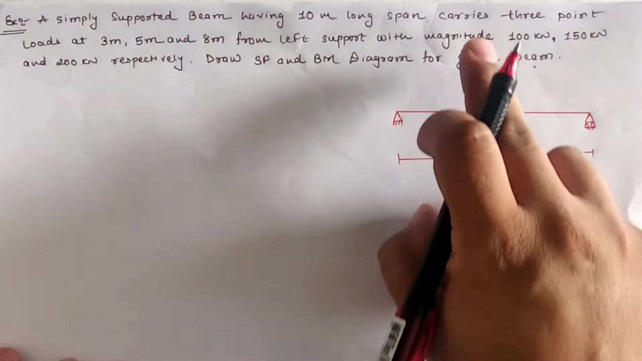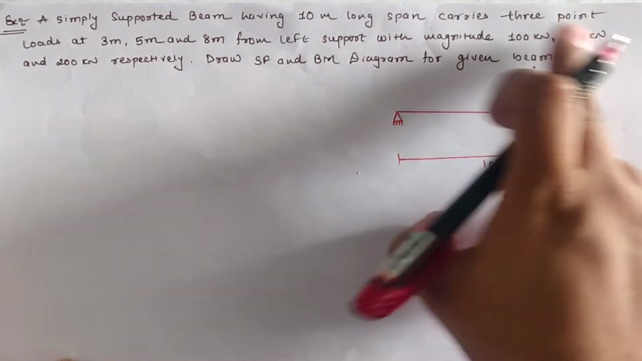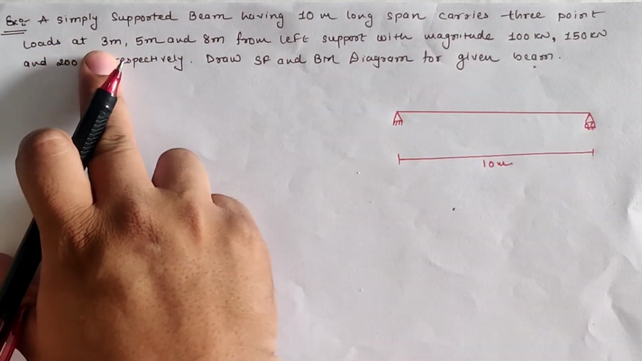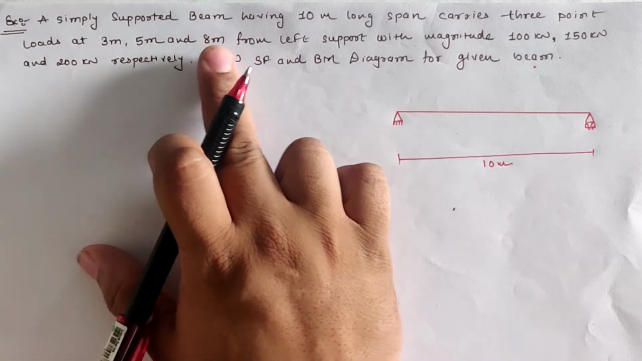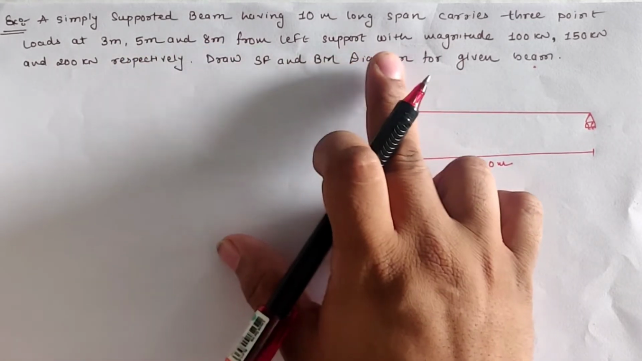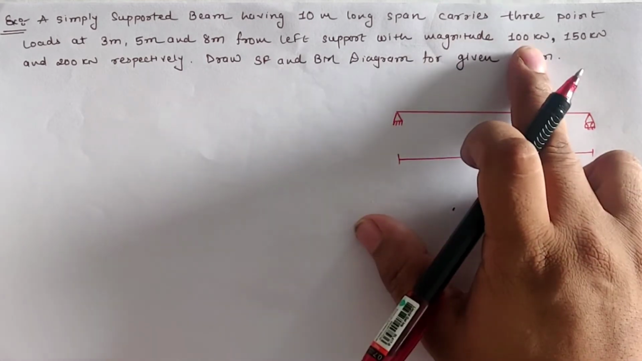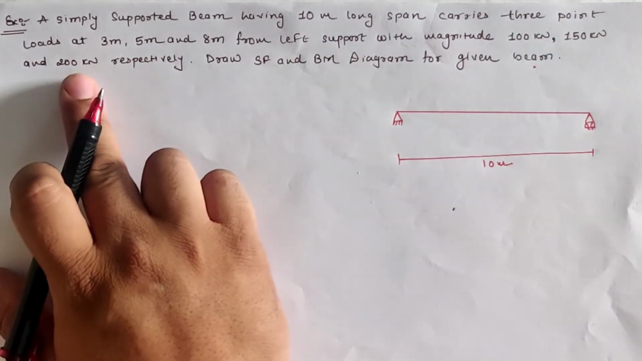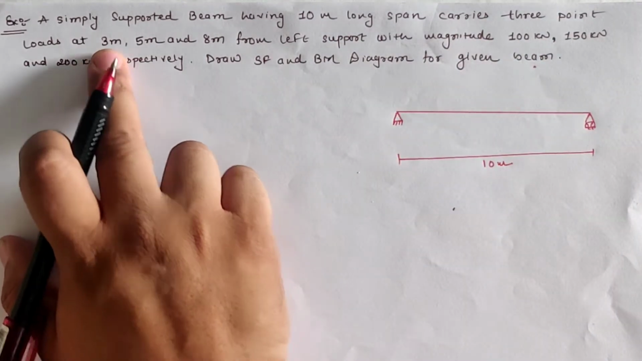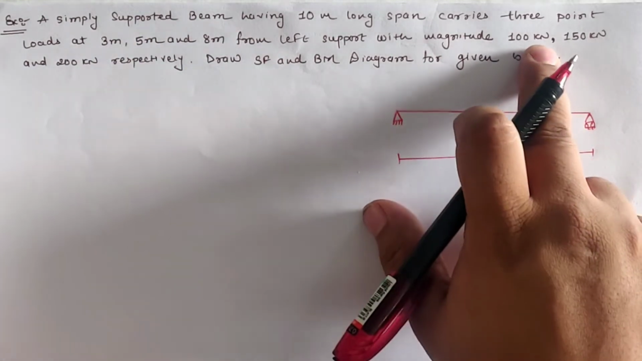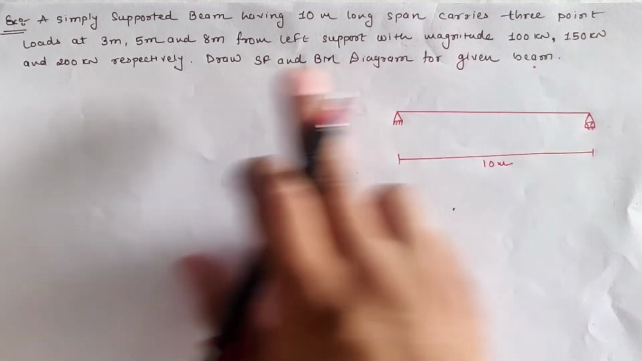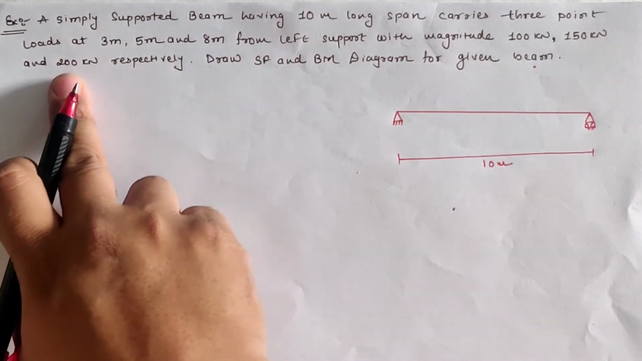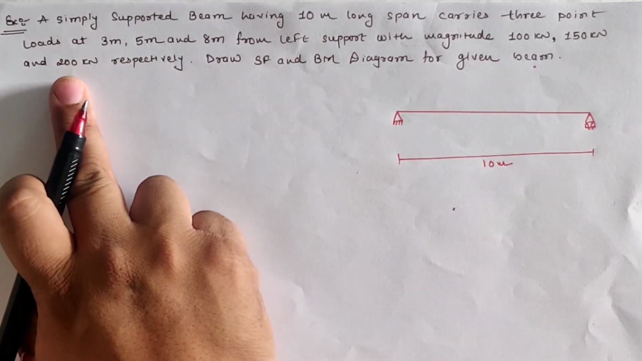Now another data is given: it carries 3 point loads at 3 meter, 5 meter, exactly at the center, and 8 meter from the left support with magnitudes 100 kilonewton, 150 kilonewton and 200 kilonewton respectively. It means at location 3 meter the value is 100 kilonewton point load, at 5 meter the value is 150 kilonewton point load, and at 8 meter the value is 200 kilonewton point load.